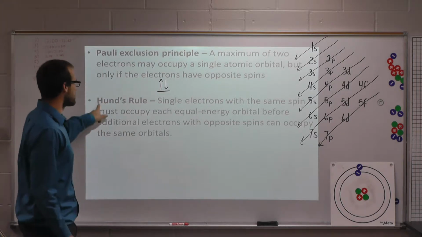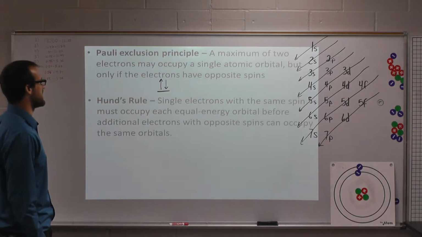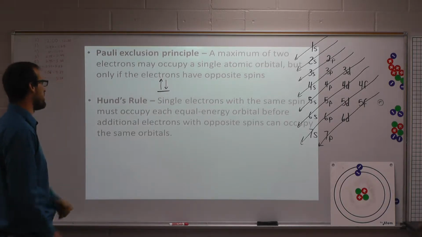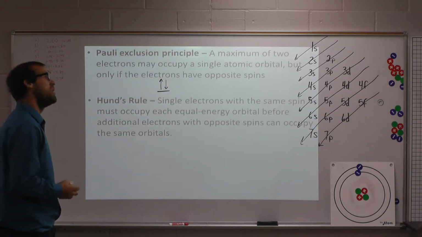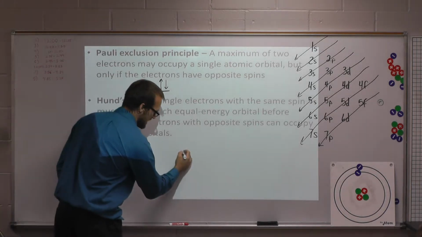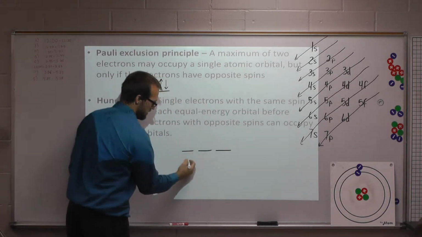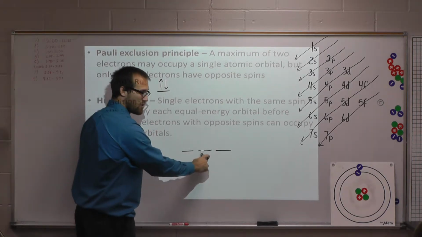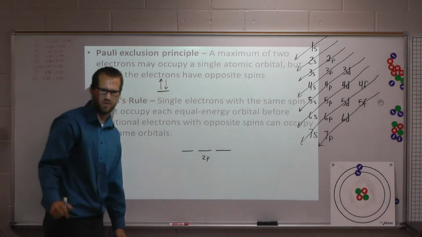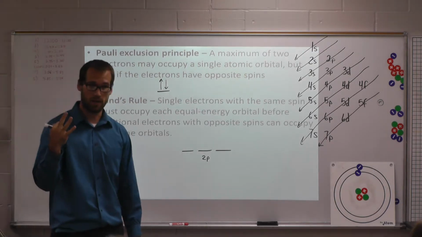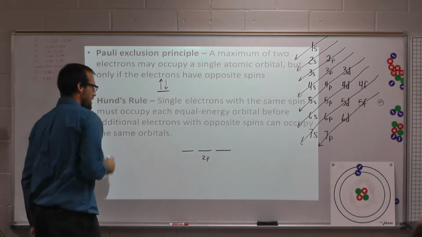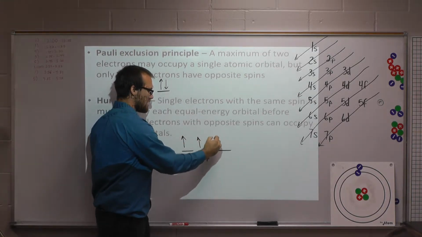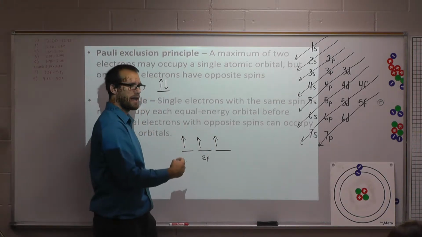Okay? Hund's rule says single electrons with the same spin must occupy each equal-level orbital before additional electrons are added with opposite spin. So let me represent the p orbitals. This is one of the orbitals, that's the second orbital, and that's the third p orbital. Does that make sense? Because we know p has how many orbitals? 3. What this is saying is that it fills each orbital with 1 electron before it goes back and fills them with 2.